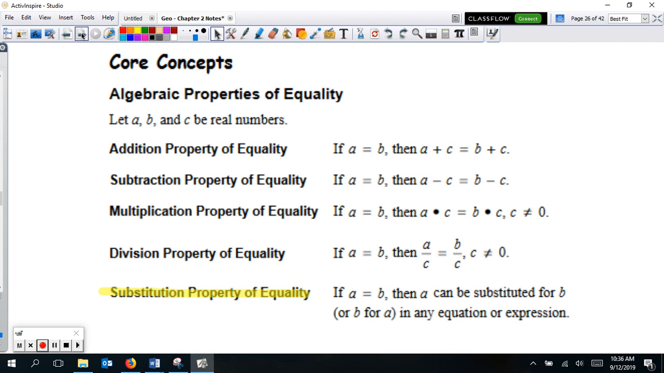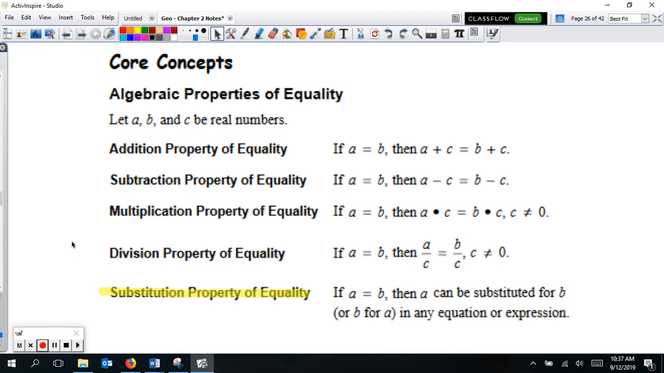Okay, so our core concepts now, 51 has the properties of equality core concepts. And these are the addition, subtraction, multiplication, division that we were already just looking at. But it also includes substitution property of equality. I want you to highlight that one, because that's a really important one. We don't use the addition, subtraction, multiplication, division properties that much in the geometry proofs. But we do use this substitution property a lot, all the time in the geometry proofs. We're always using that property, and we're always going to use that reason when we use that property.